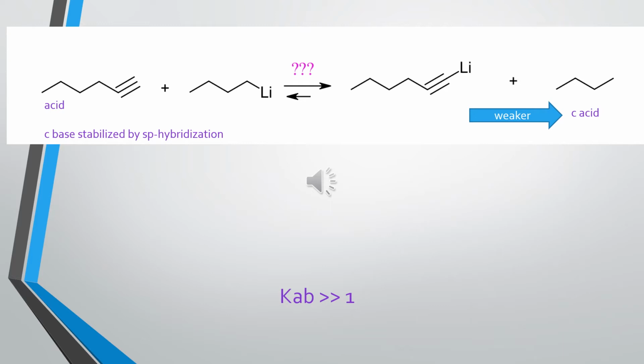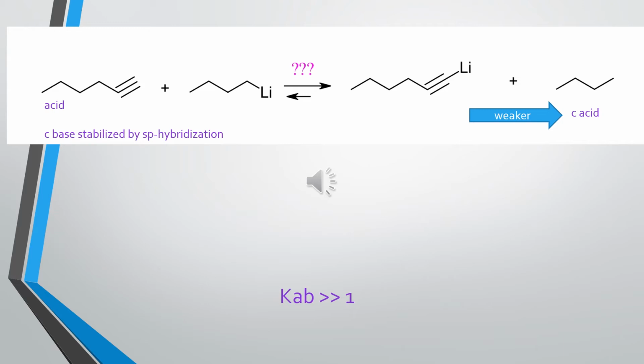Okay, the correct answer is, again, a reaction that is far to the right, very favorable, a very large KAB much greater than 1. The acid in this equation is the terminal alkyne reactant, which you see there, and the conjugate acid is n-butane. The acid, being a terminal alkyne, has a conjugate base that's stabilized by sp hybridization, and the conjugate acid has no such stabilization. It would be an sp3 anion, which is extremely unstable. And so again, we go from a much stronger acid to a much weaker acid.